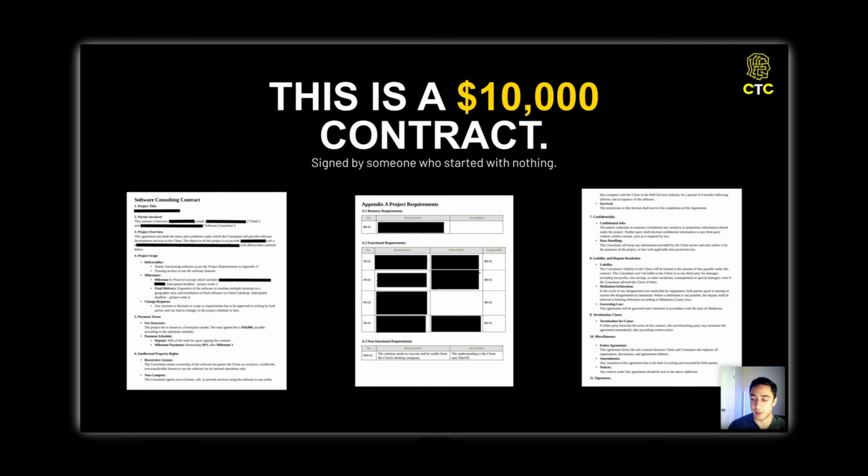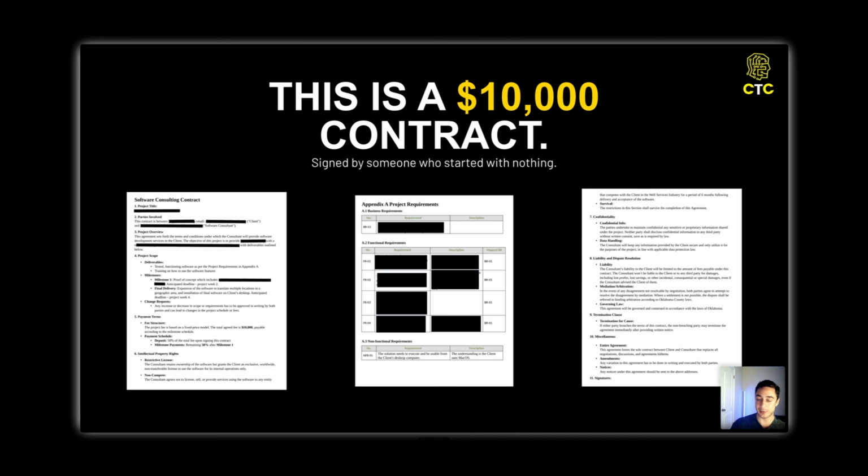What we're going to be talking about today is obviously how to land your first or your next $10,000 plus client as a software engineer. And in front of you right now, what you are seeing is a $10,000 contract that was presented by somebody to a client who started with absolutely nothing. They were a developer just like yourself with absolutely no business experience, no sales experience, nothing. I have redacted some of the information from the contract, but this is the exact contract that was sent out and received back with a signature as well as the payment in full.